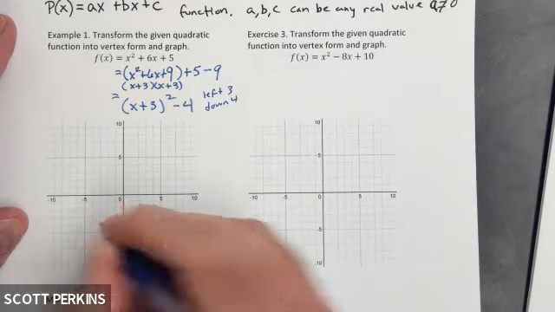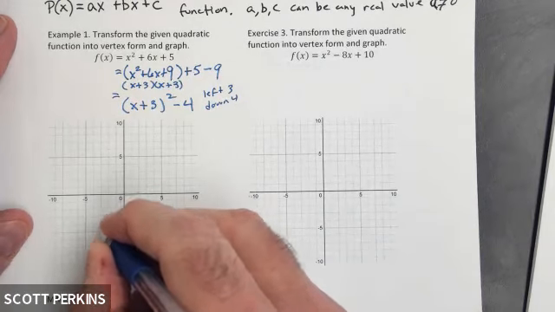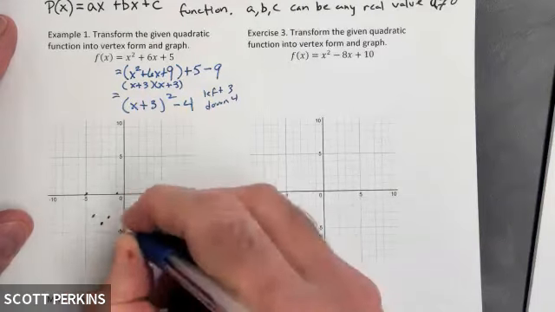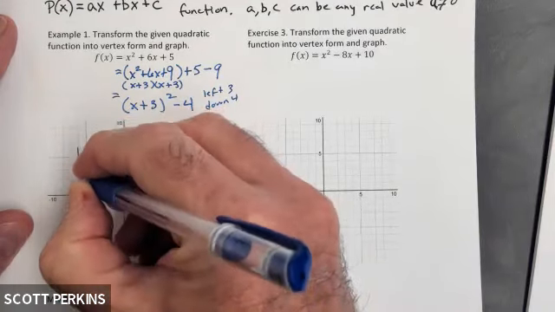I'm going to make my vertex here. And so I go over 1, up 1, back 1, up 1, and then up 4. And then I can go up 9. And here's my lovely parabola.